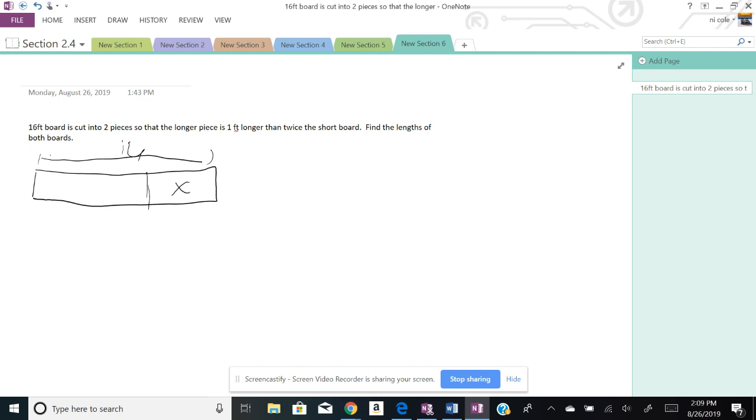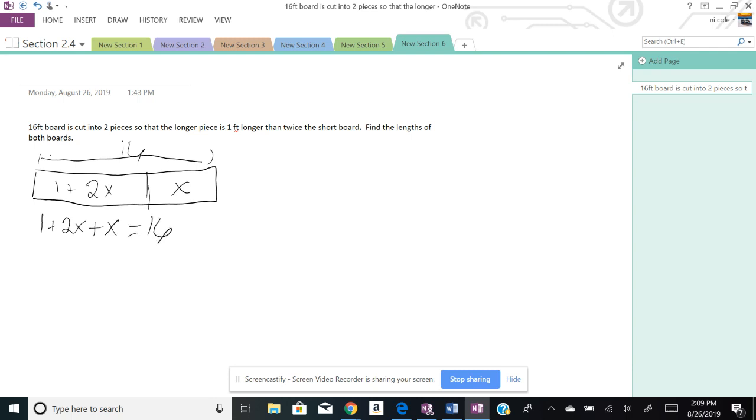But I know this longer one is 1 foot plus 2x, because it's twice as long as the short board, 1 foot longer than twice the short board. Okay, so that's what that's telling me. Now I need to find the length of each board. Okay, well, so I know 1 plus 2x plus x is equal to 16.